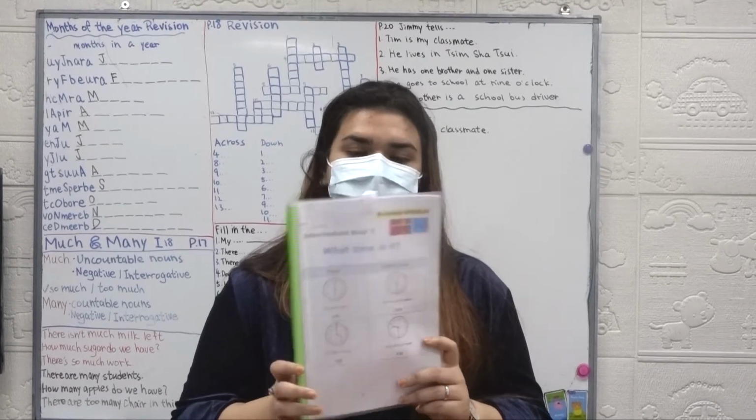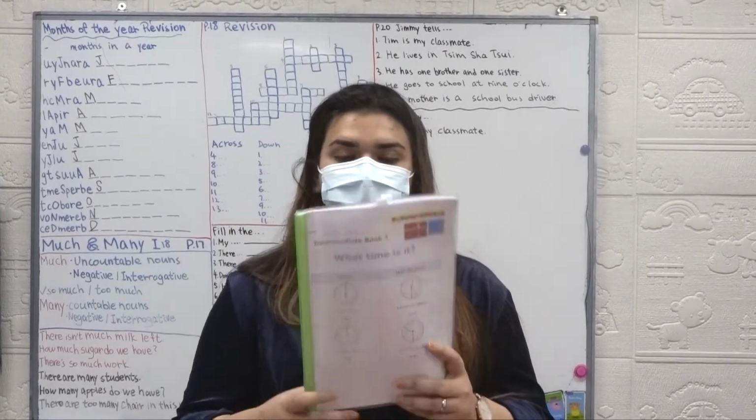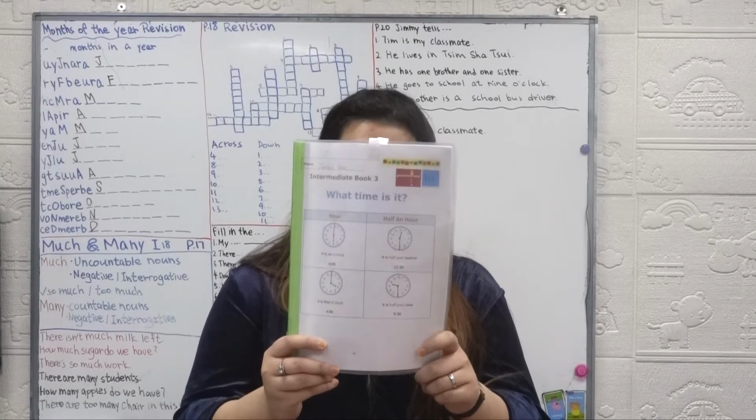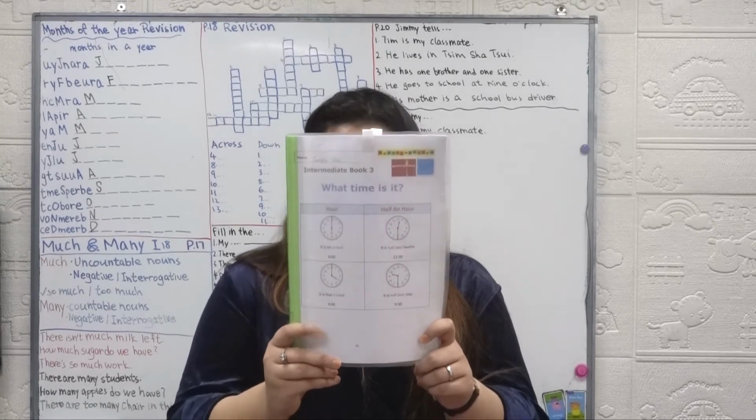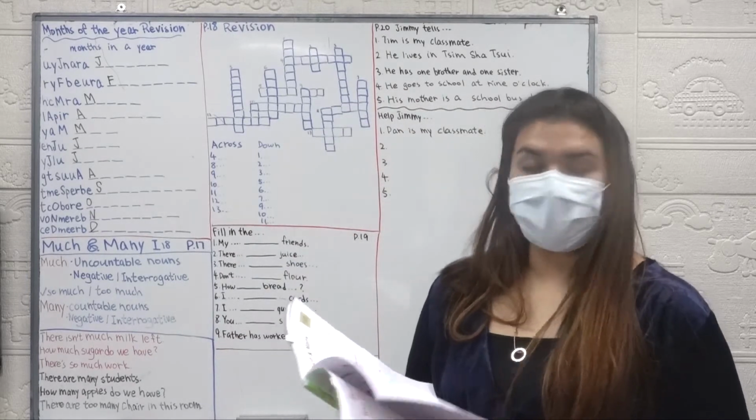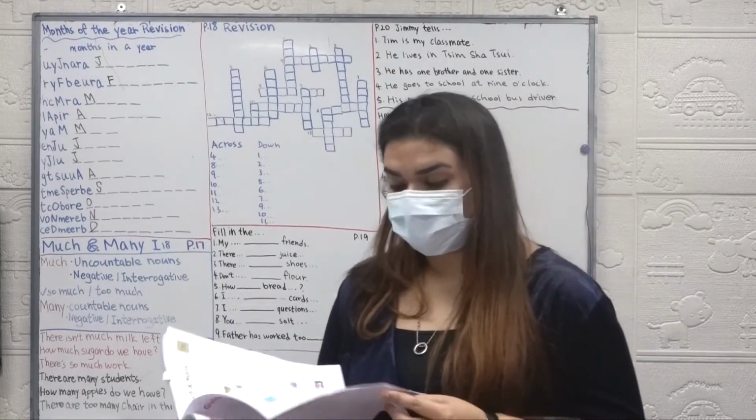Hi everyone, today I'll be teaching you grammar. Please take out your intermediate book 3. Alright, yes, something looks like this. Good. So, last time we have learned about months of the year, right?